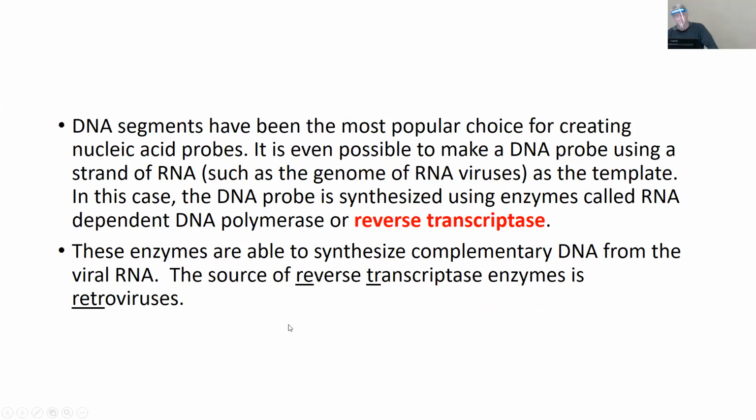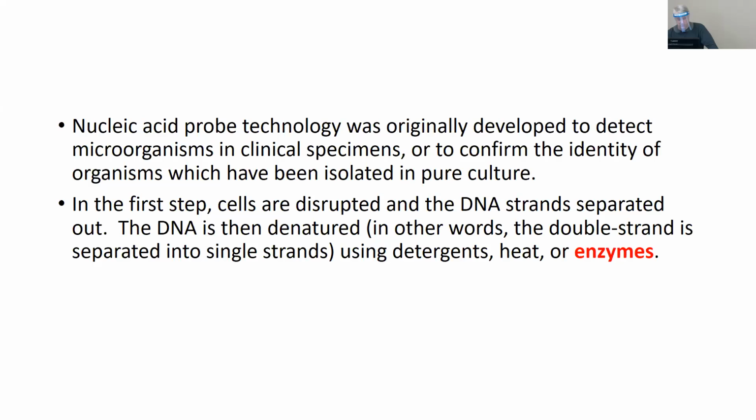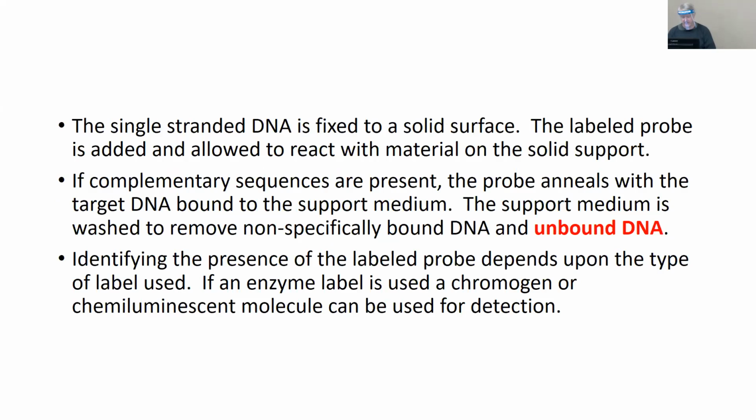How does the DNA probe work? That's what you came for, right? Nucleic probe technology was originally developed to detect microorganisms. I think I've covered that. In the first step, the cells are disrupted. So there's a mechanical disruption of the cells and DNA strands are separated out. The DNA is then denatured. In other words, the double strand is separated into single strands using detergents, heat, or enzymes. That single strand of DNA is then fixed on a solid surface. The labeled probe is added and allowed to react with material on the solid support. And if the complementary sequence is present, the probe anneals with the target DNA bound to the support medium. The support medium is then washed to remove non-specifically bound DNA and unbound DNA.